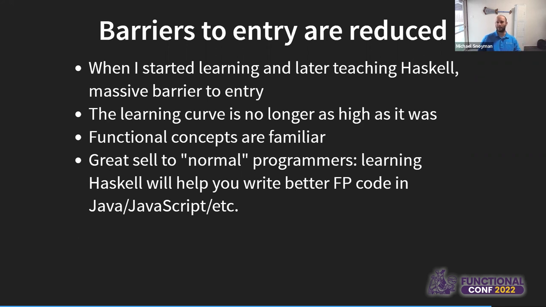Like I mentioned with monads, monads are now a common topic out there in the world. It's not weird to have to teach someone about recursion and mapping and reducing. All of those are common topics these days.